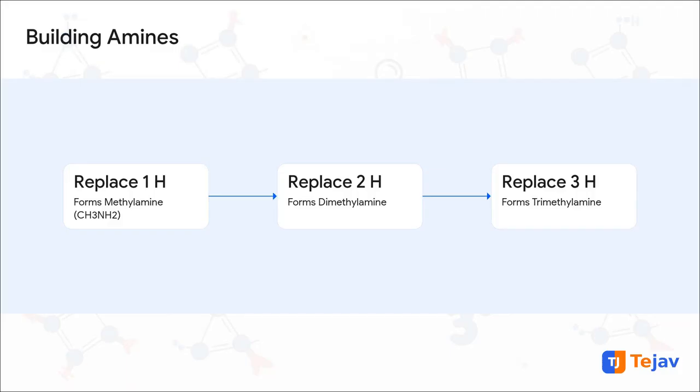Let's watch how this builds step by step. First up, we replace just one single hydrogen with a methyl group. Boom, we get methylamine. Now swap out a second hydrogen, and we've got dimethylamine. Finally, replace that third and final hydrogen, and a completely new compound, trimethylamine, is born right before our eyes. It's like we're building an entirely new chemical family from scratch.